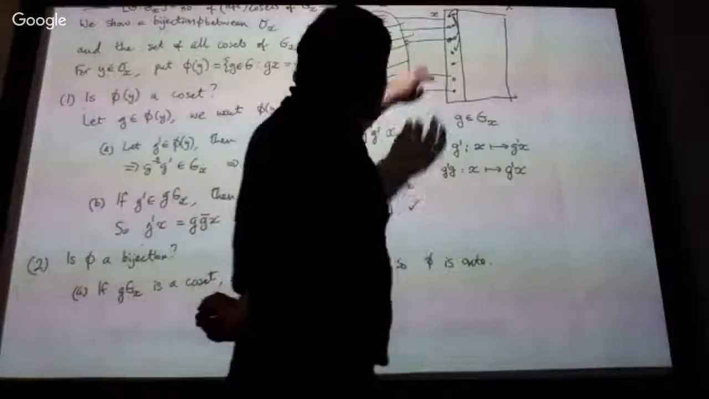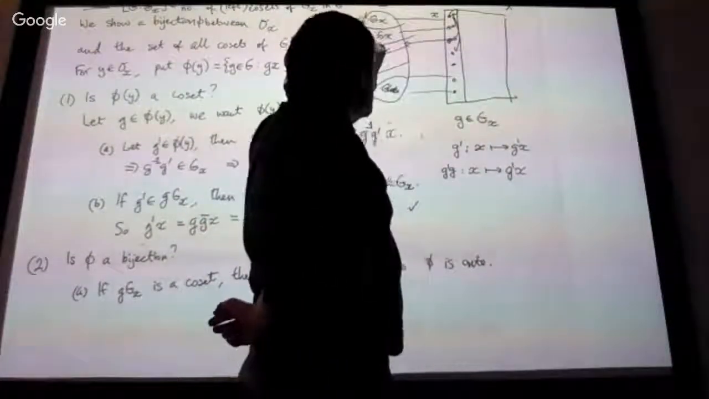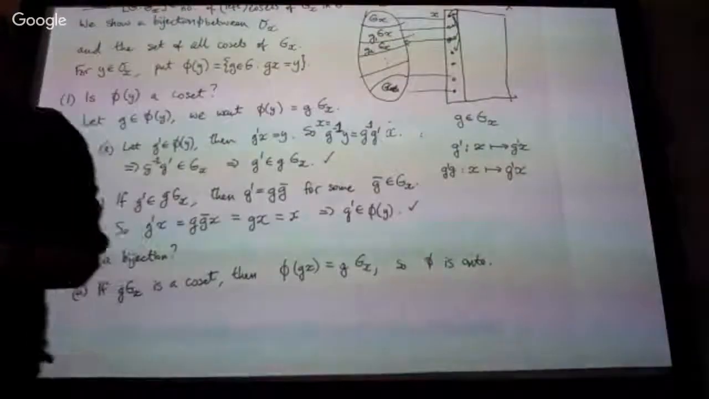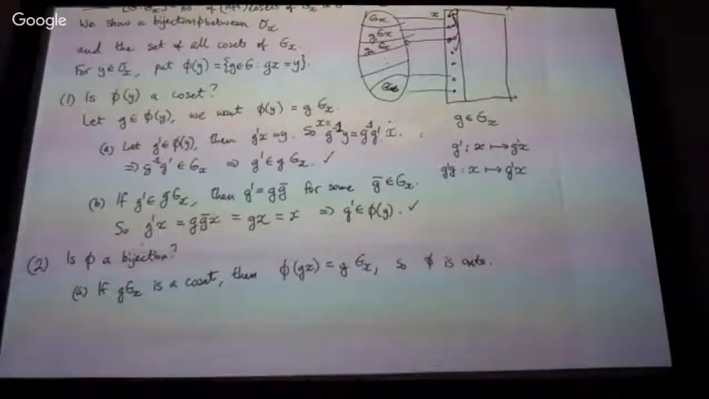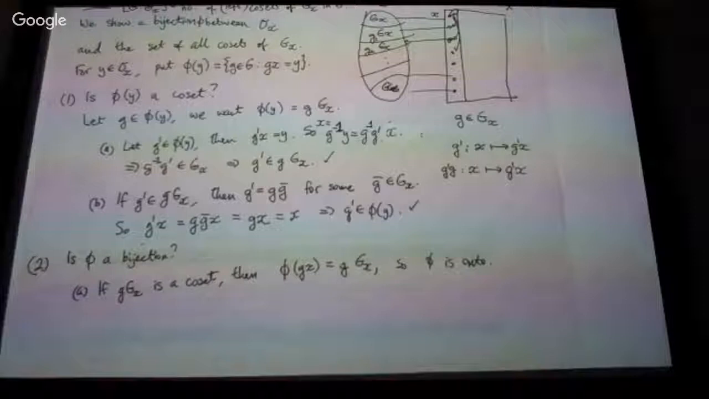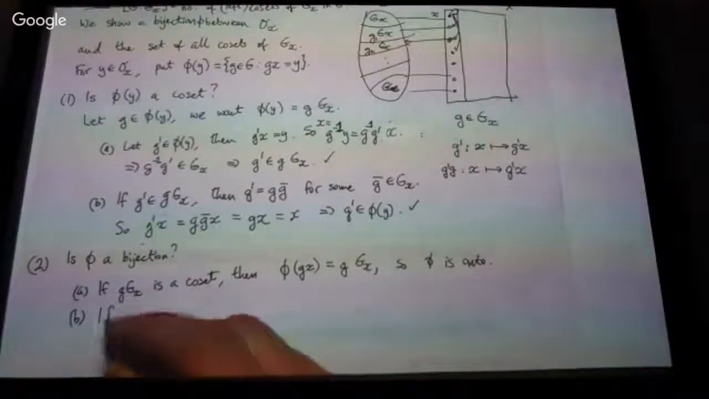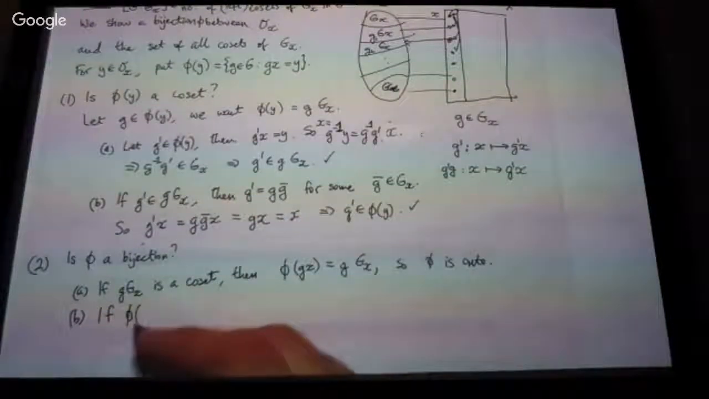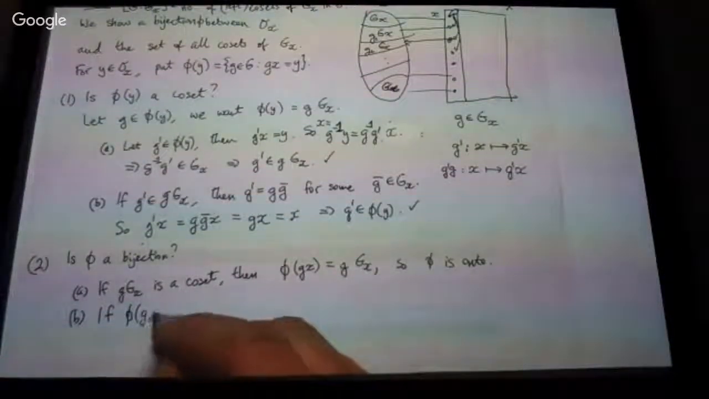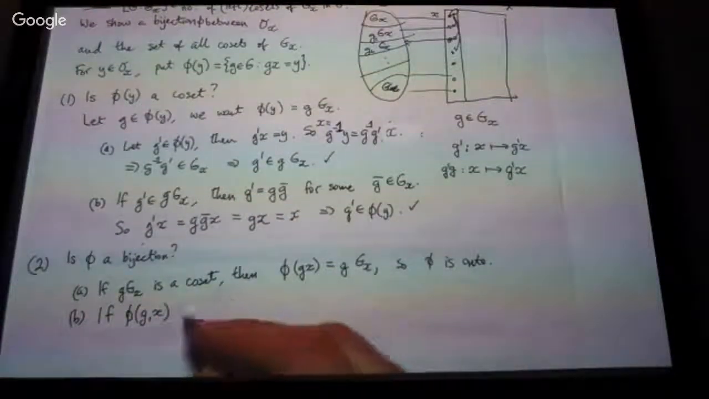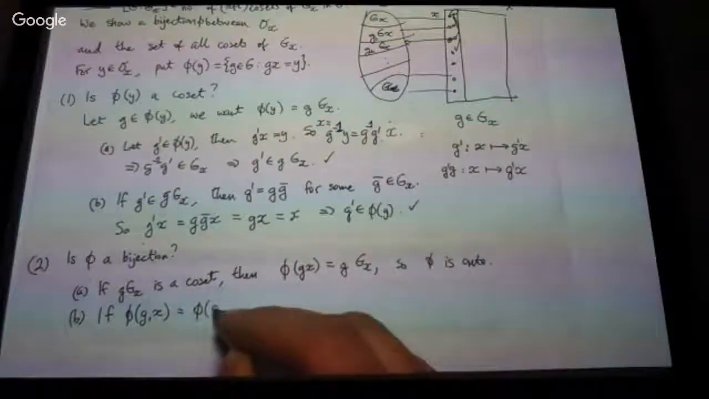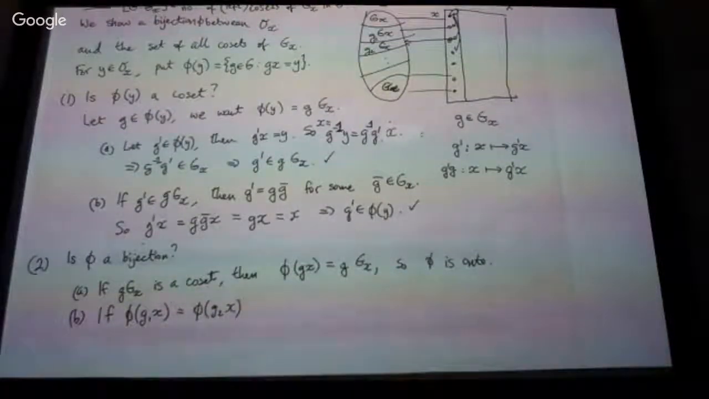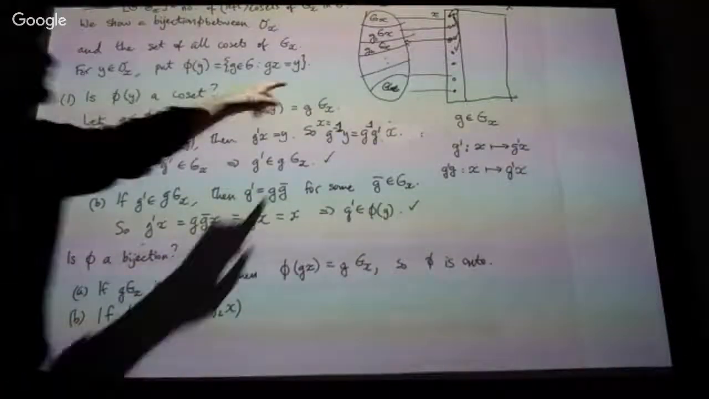Now the second thing is you don't want two elements here mapped onto the same coset. Quite fine, and that's kind of clear. That means that if you get two elements from the orbit, G1x and G2x, and they go onto the same thing.